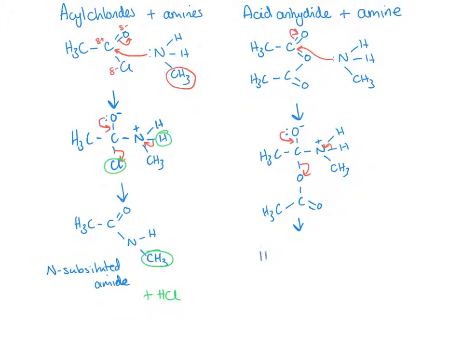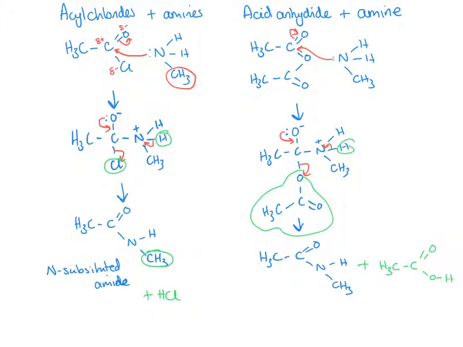So let's have a look at what we've ended up with. We should get exactly the same N-substituted amide as we did with the acyl chloride. And then we need to see which the other product is that's formed. So it's going to be this bit that's left and this bit. So look, it's the same carboxylic acid that's formed every time. Okay, so those mechanisms you need to be confident drawing. Best way to do that is to do plenty of practice of them.